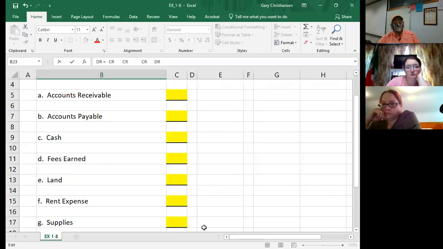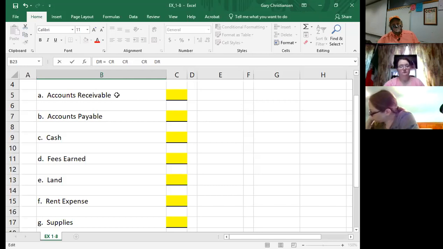What kind of an account is accounts receivable? Asset, liability, equity, revenue, expense. They didn't ask us for revenue, expense, just asset, liability, or equity. Go through the quick definitions. Assets are things that we own. Liabilities are things we owe to other people. Equity is the stuff that's left over.